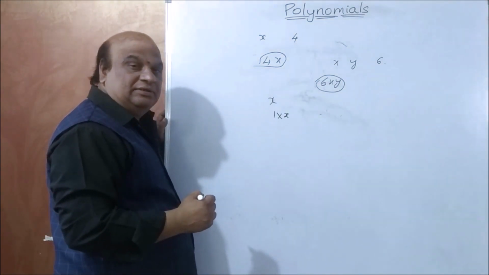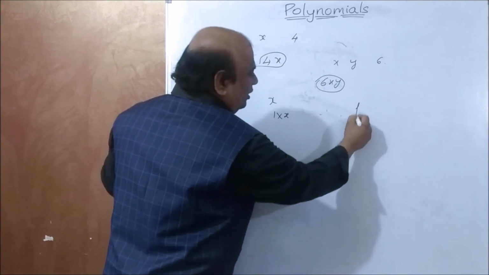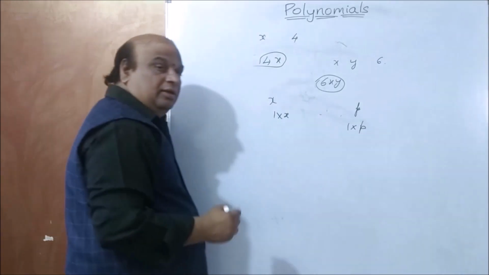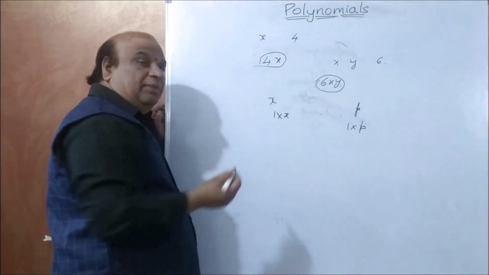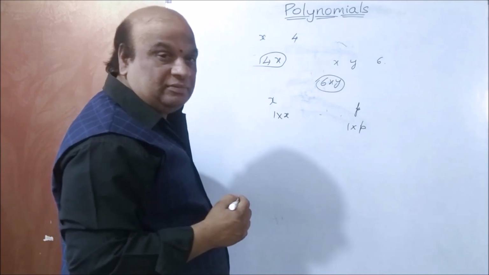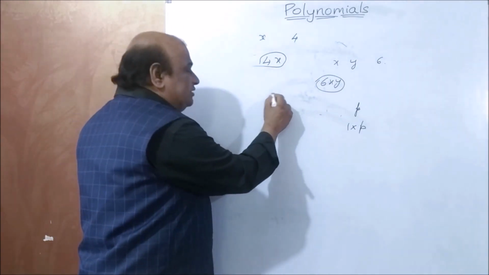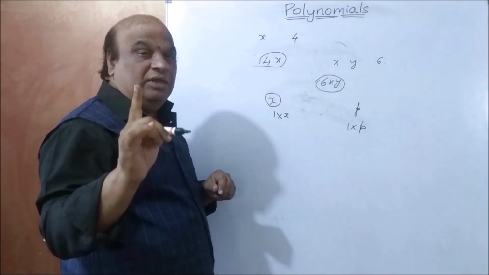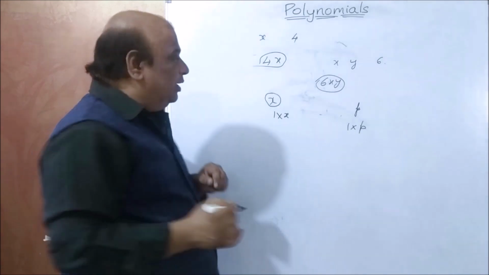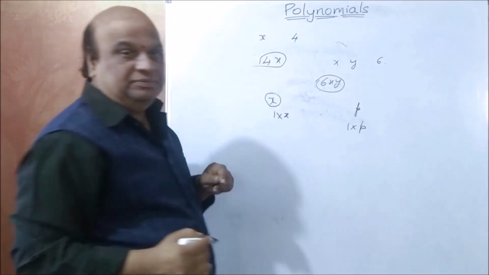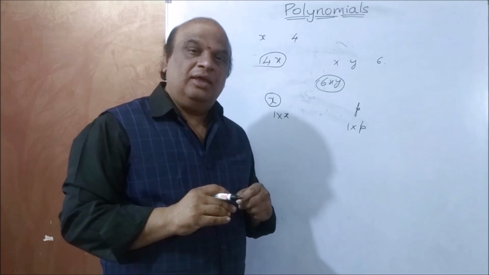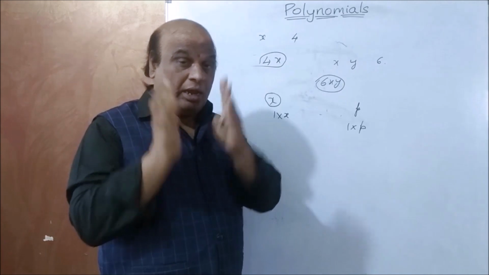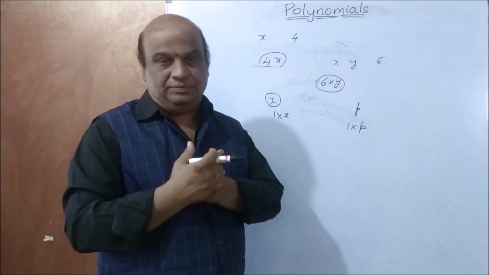Suppose p, it is also 1 into p. Here the constant number is there. So only x is also called an algebraic term. Remember this. Only a variable is also an algebraic term. p is also an algebraic term. Understood? So here you observe the definitions and also you have to observe the link.